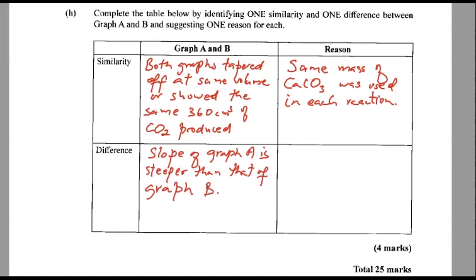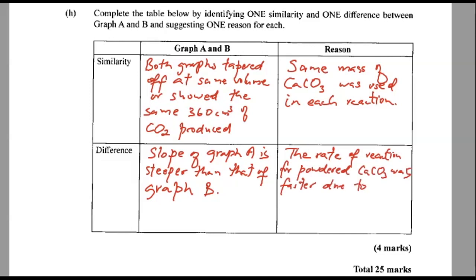And this is showing us that the rate of reaction for powdered CaCO3, which was used in A, was faster due to larger surface area resulting in more collisions. So anything that results in more collision, anything that increases the frequency of collision will result in a faster rate. So that's it, 25 marks.